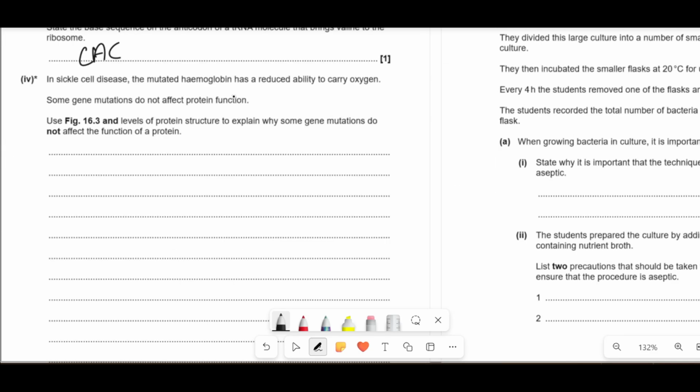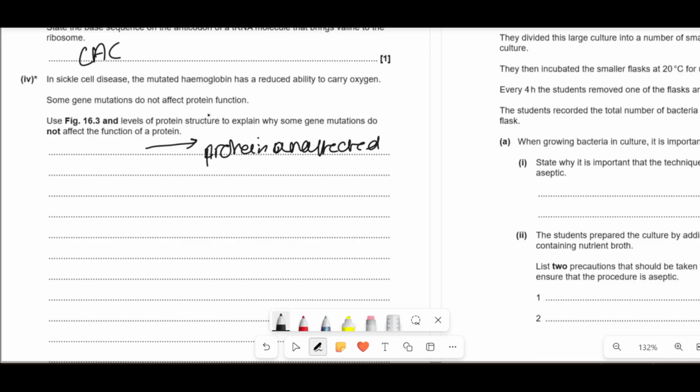So in sickle cell disease, the mutated hemoglobin has a reduced ability to carry oxygen. Some gene mutations do not affect protein function. Use figure 16.3 and levels of protein structure to explain why some gene mutations do not affect the function of a protein. Please don't say active site and all of this kind of stuff. If you're talking about hemoglobin, if you're going to say that, you're talking about an enzyme. So what is it asking you to do? The objective is usually, I do this to help me figure out directly what the question wants is, protein unaffected is the end. Unaffected is the end thing the question's told us.